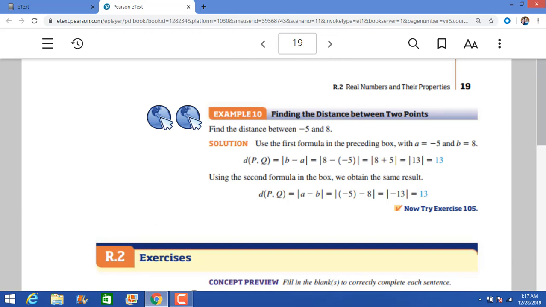Okay. So find the distance between -5 and 8. Well, obviously we could just subtract these two, taking the bigger number minus the smaller number, and we get 13. But if we use the formula, we know it's going to be the absolute value of B minus A or the absolute value of A minus B. It doesn't matter. If we subtract these two numbers and take the absolute value, we're always going to get the same number, which is 13.